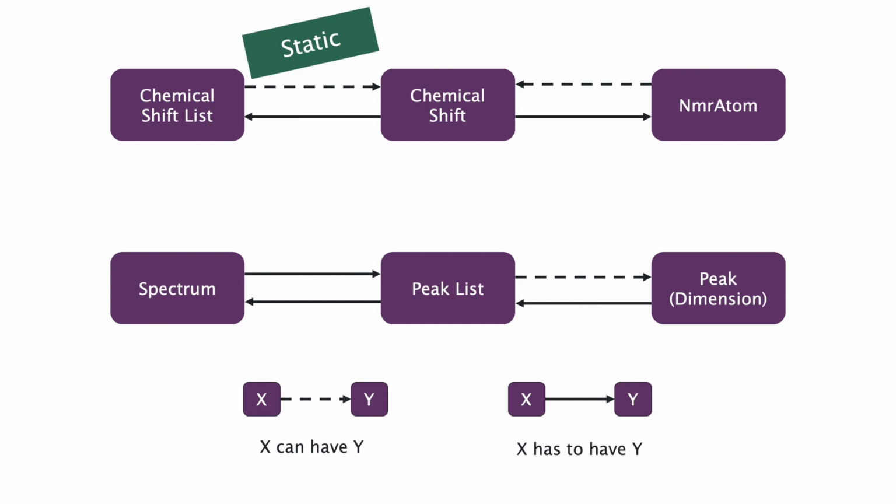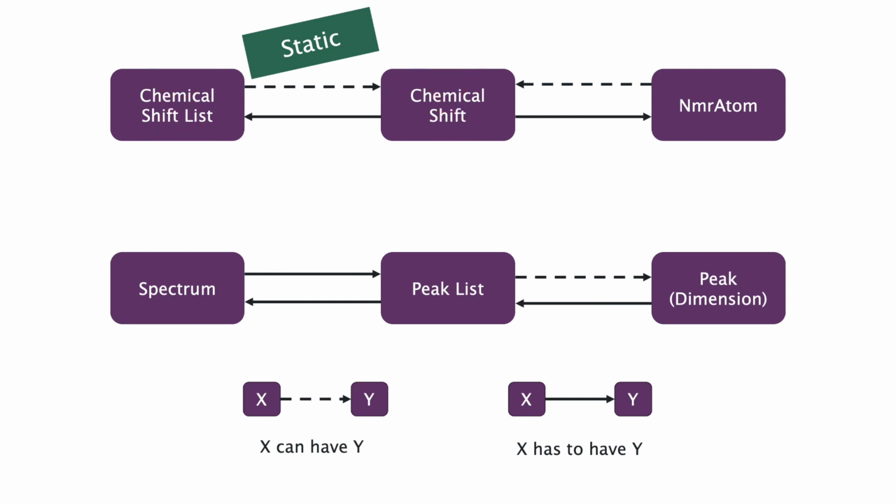Now, let's consider what has to happen and what the program's behaviour is if I delete various bits of data from my project in various different situations. In the static case, this is fairly easy. If I remove the chemical shift list, then the program automatically also removes the chemical shifts. Everything else remains as it was. Obviously, the NMR atoms may now no longer be used, but that doesn't matter. It's up to you whether you want to delete those as well.